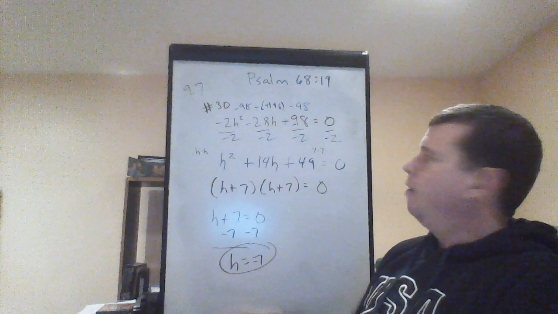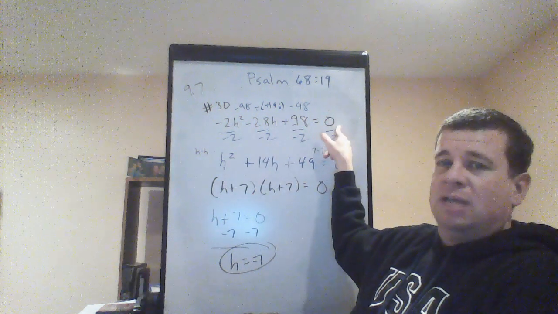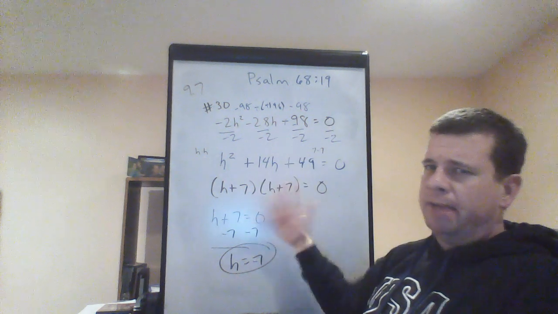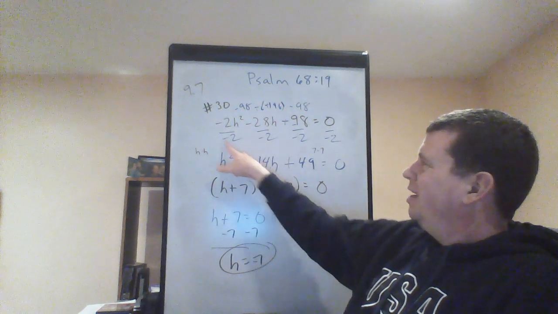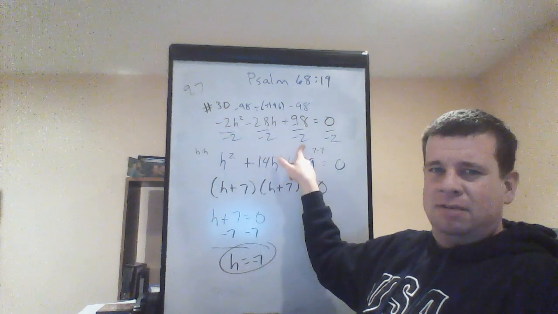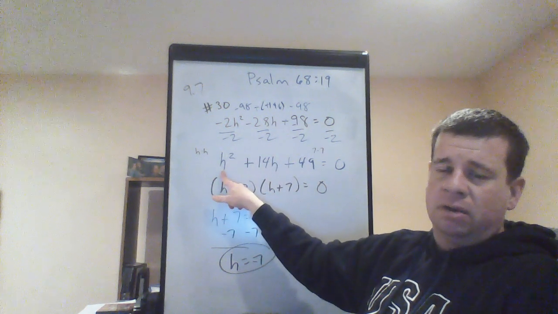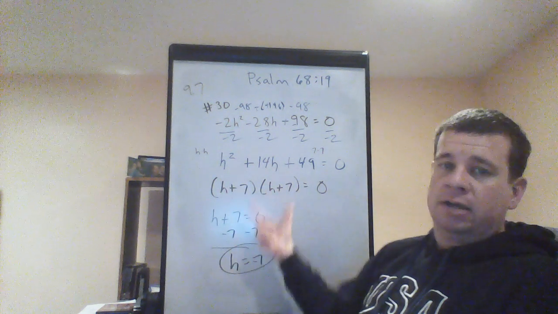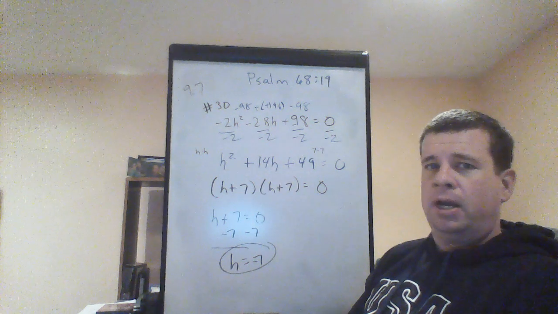A couple key things on this. First of all, if you've got an equation and they're all divisible by the same thing, go ahead and do it as long as it's not 0. You can divide by any number you want, and you get some smaller numbers to work with. The other thing is to divide by that negative if you need to, because it's a lot easier if h squared is positive. It's just a lot easier to factor. So get it factored, use the zero product property, solution of h equals negative 7.